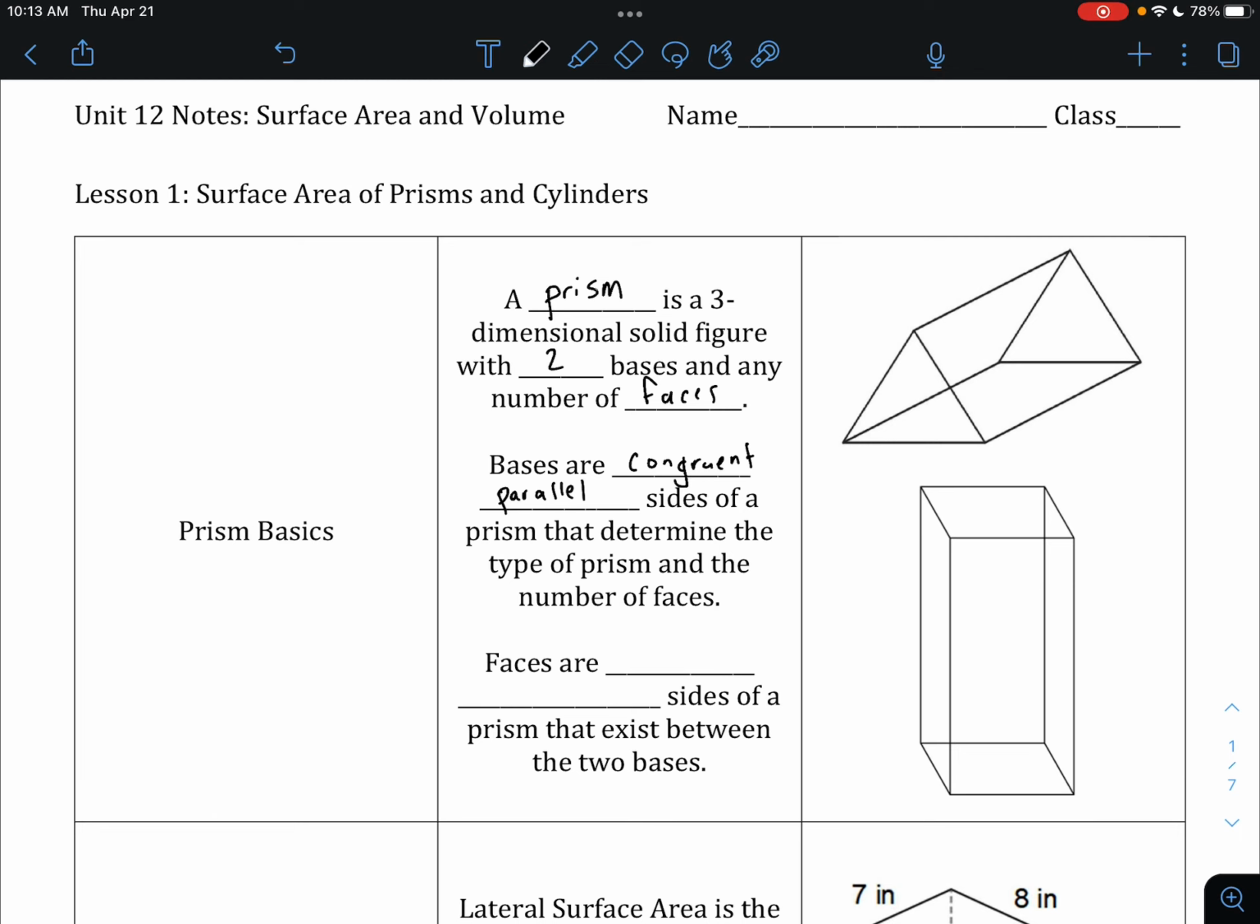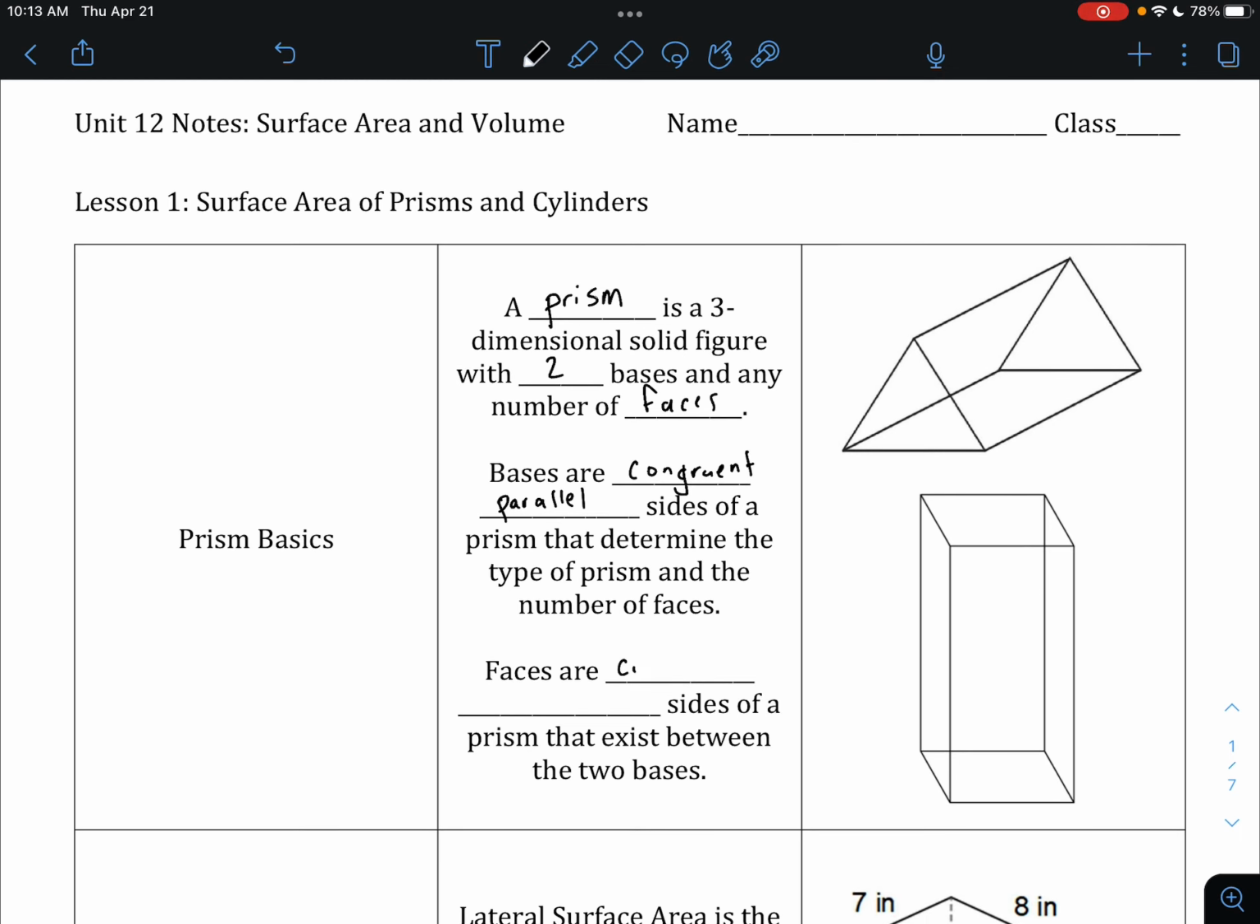Now the faces are congruent rectangular sides of a prism that go between the two bases. So my bases are kind of what the shape sits on typically. So this is a base, and then directly across from it is the other base. Well, the faces are the four sides between them, or the three sides, or the five sides, however many sides there are.